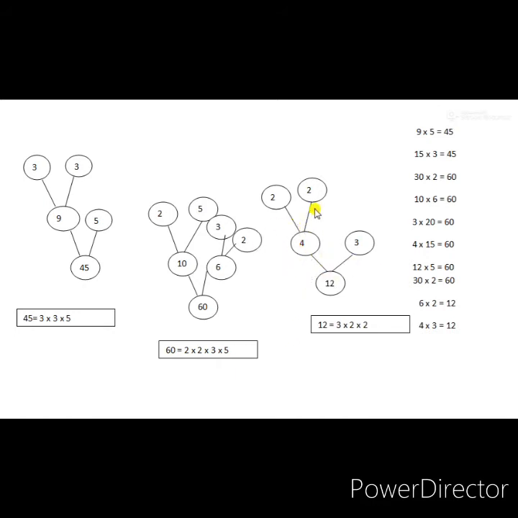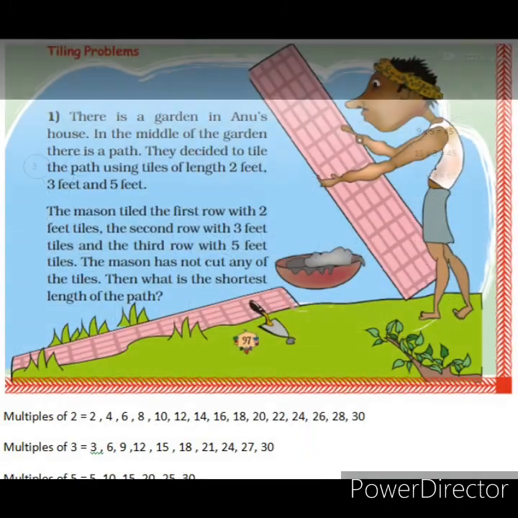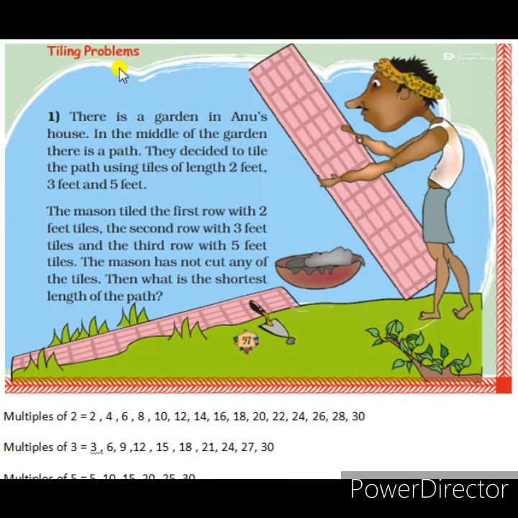So what are the prime factors of 12? 3 into 2 into 2. In this way we can convert all the composite numbers into prime factors. These are some examples I showed here. Now we will move to the next topic on this page, tiling problems. In this tiling problem, we have to do some word problems related to the factors and multiples of this lesson.